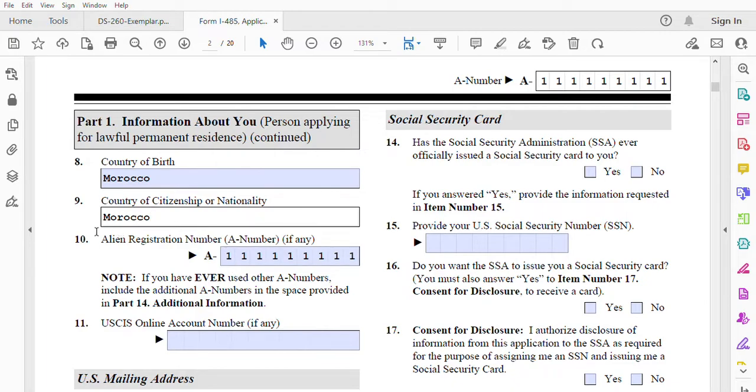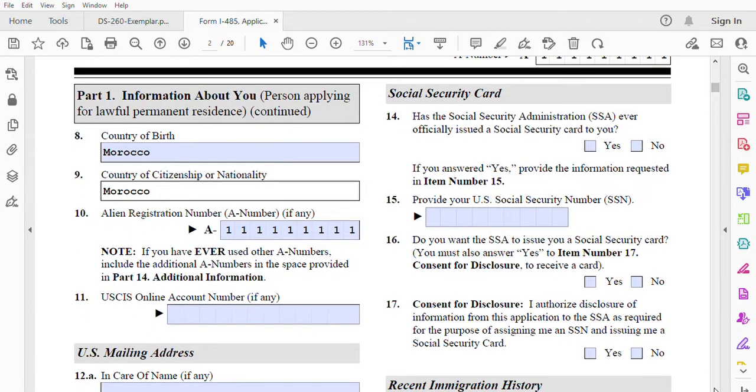As you see right here, your alien number is already populated for this fiancé. So USCIS online account: this person does not have a USCIS online account at this point because this person never filed a petition before.